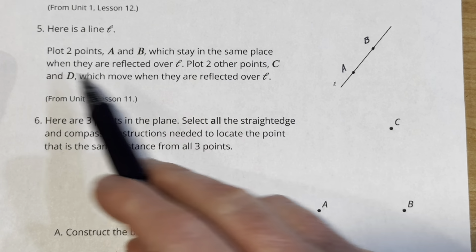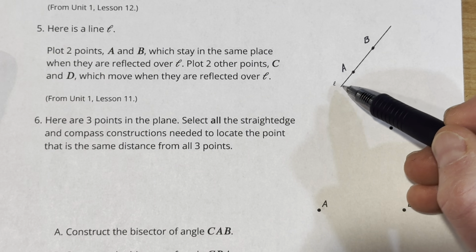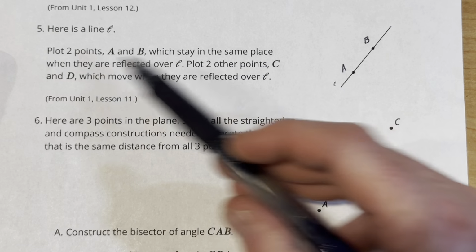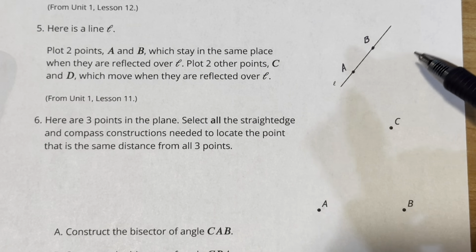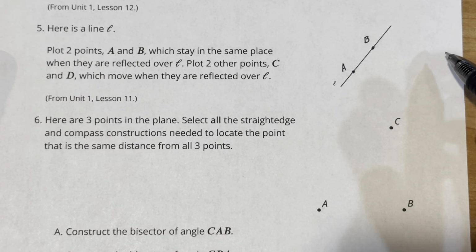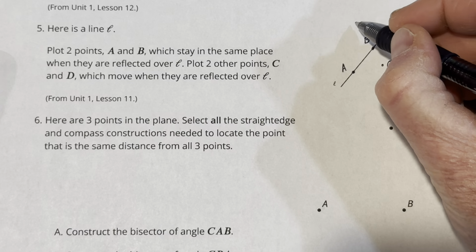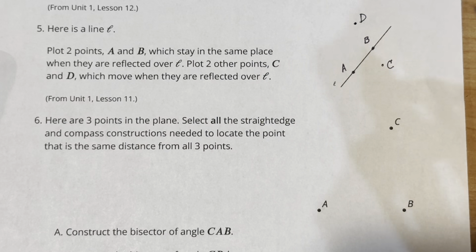Plot 2 other points, C and D, which move when they are reflected over L. All you need to know is that as long as C and D are not on line L, they will move when reflected over L. So just put C anywhere not on the line, put D anywhere not on the line. I gave you that one because that was a lesson we didn't cover.